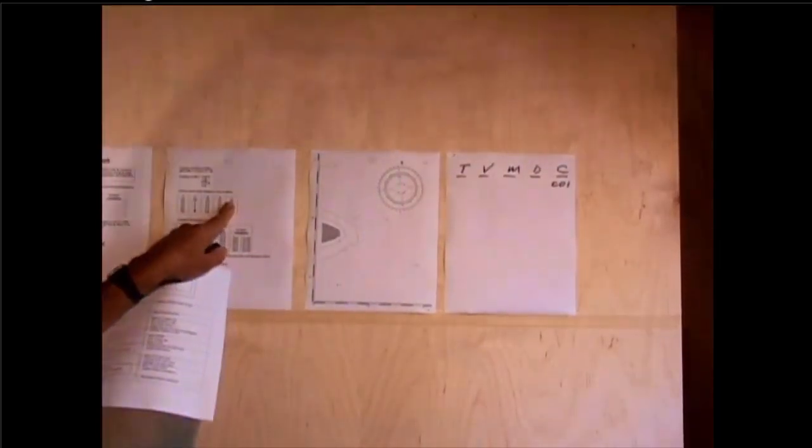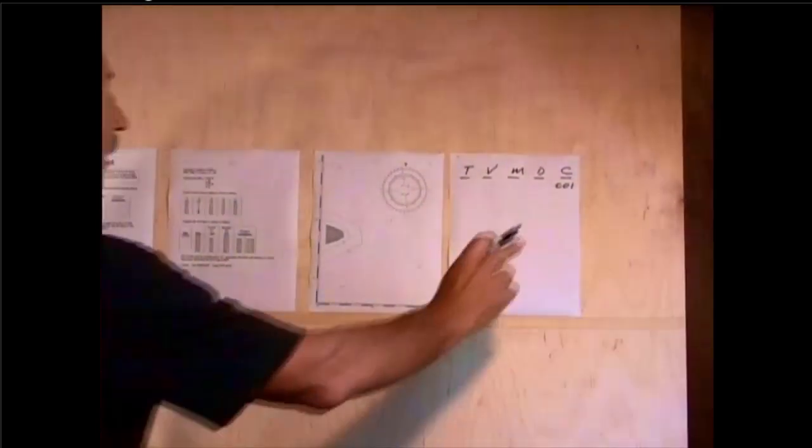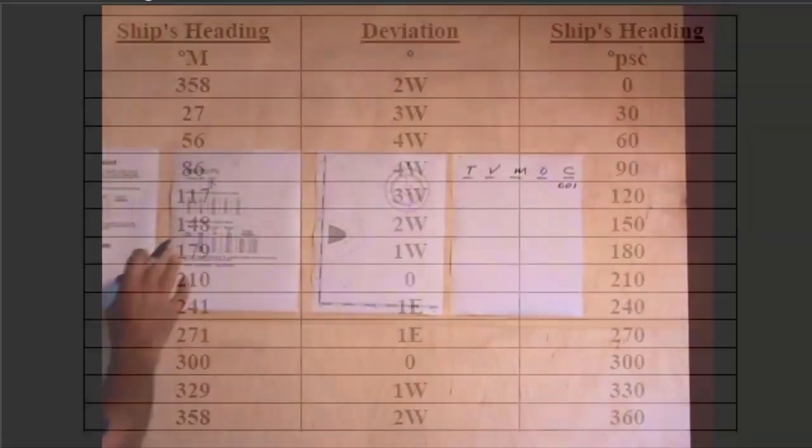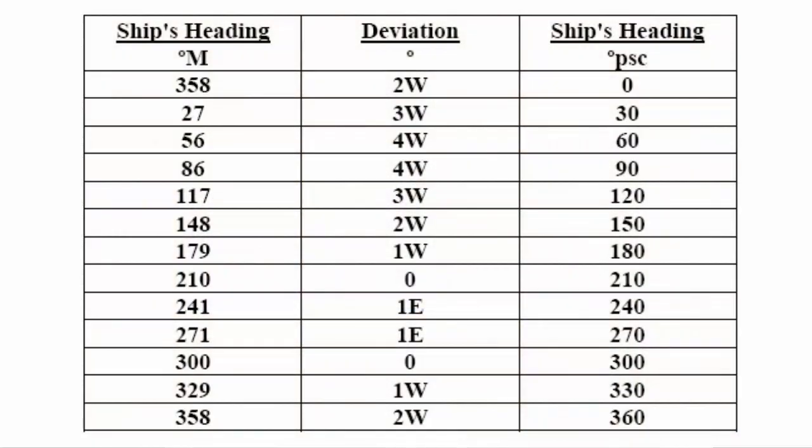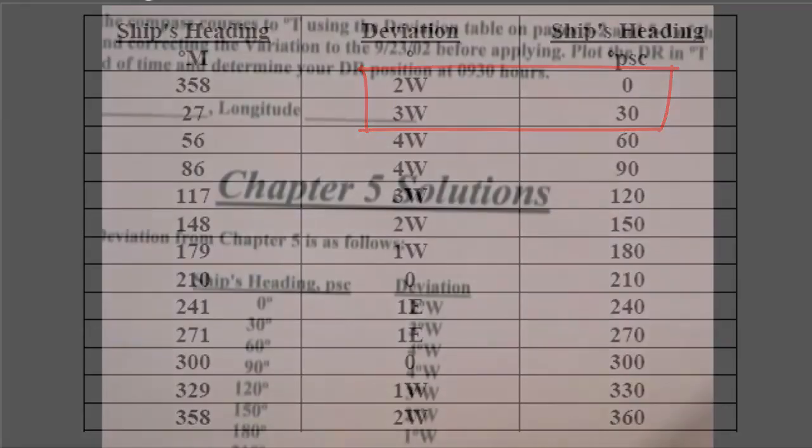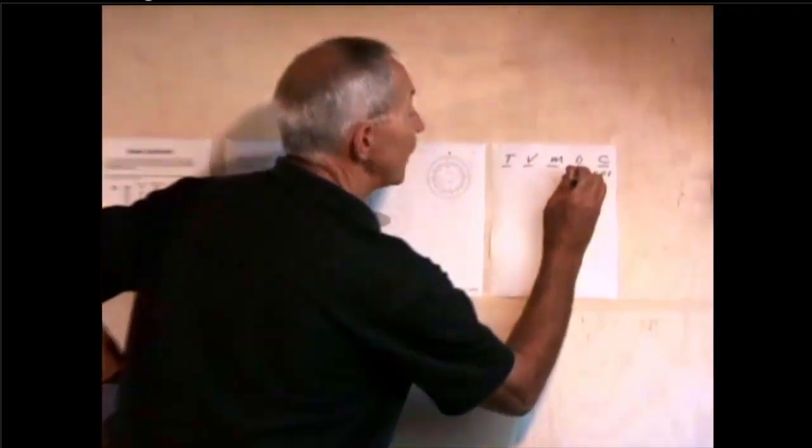Course of 001 PSC, per ship's compass. So let's look at the deviation table over here, and you'll notice that for a ship's heading of 0 degrees, the deviation is 2 degrees west. For 30 degrees, it's 3 degrees west. Well, our 001 compass heading is very close to 0, so we're just going to use 2 degrees west as our deviation. So we're going to put 2 west in here.